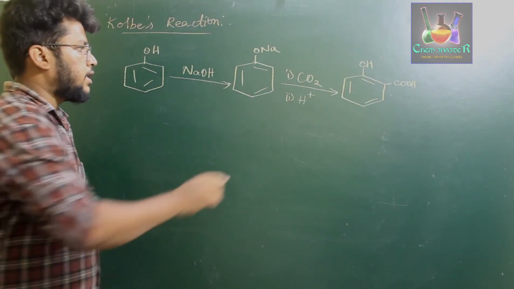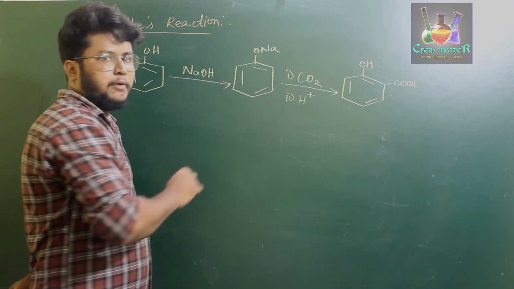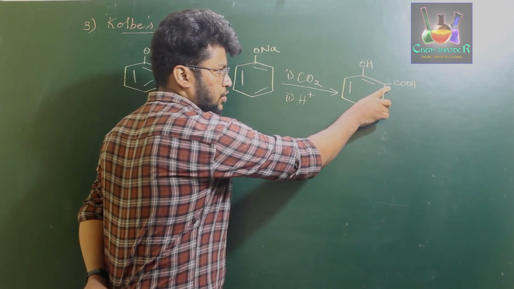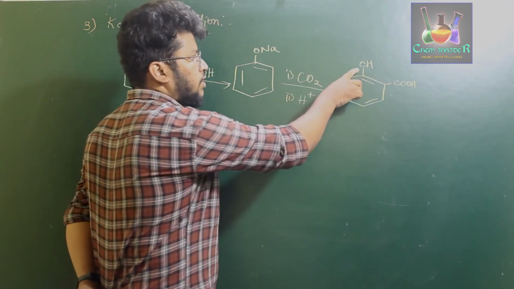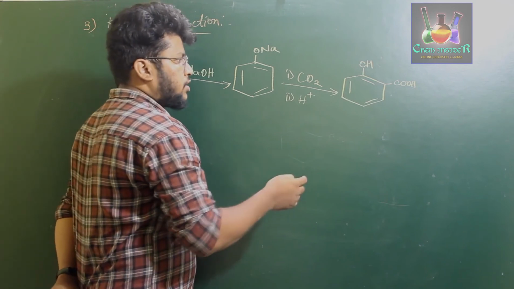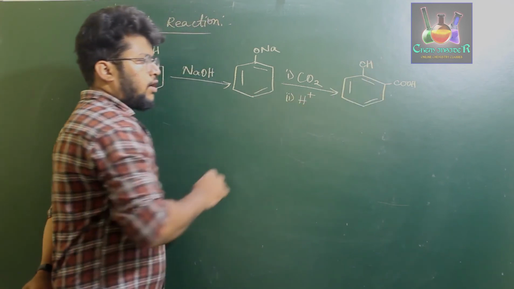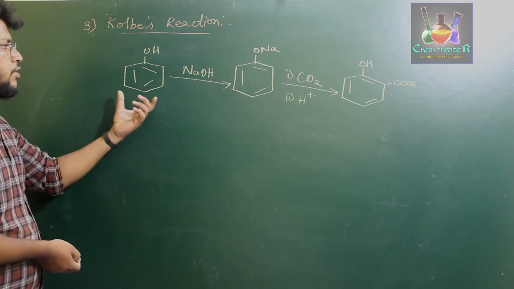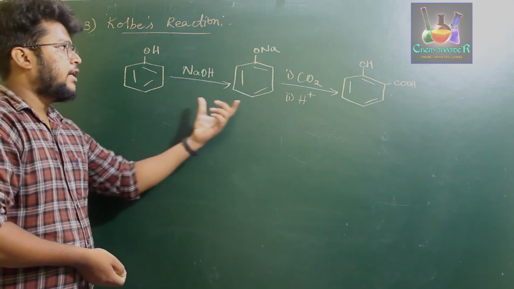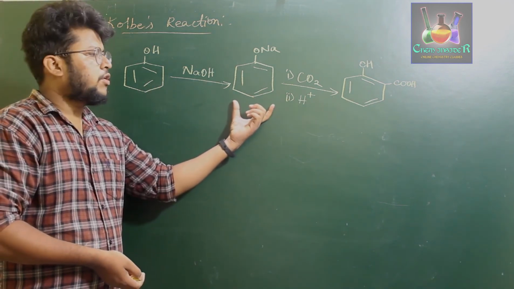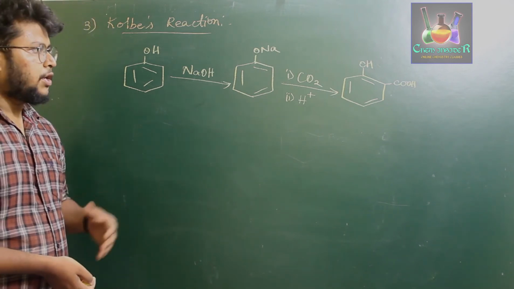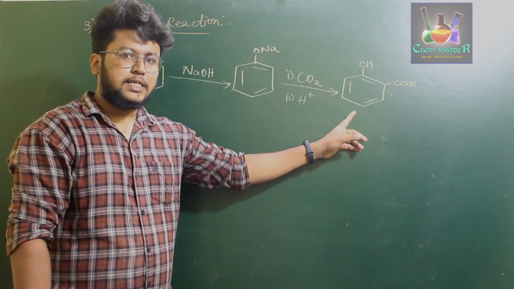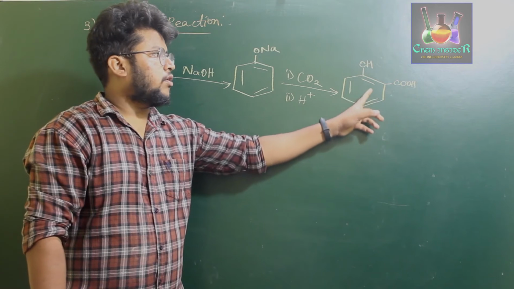Okay. So in the second step, we are using two steps in combined form. In the first, CO2 will be reacting over here at the ortho position, because that is the major position which has the influence of the OH group. And in the second step, Na will be replaced because of hydrolysis with H plus ion. So Kolbe's reaction says that when you treat phenol with sodium hydroxide, it forms sodium phenoxide, which on treating with the weakest electrophile such as carbon dioxide, forms salicylic acid, which is also called 2-hydroxybenzoic acid.